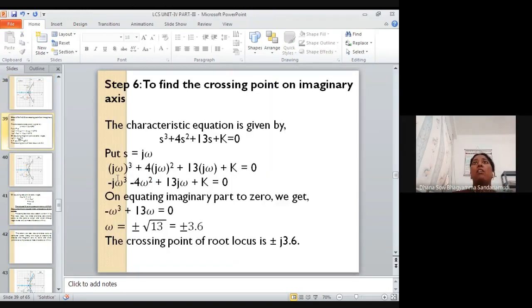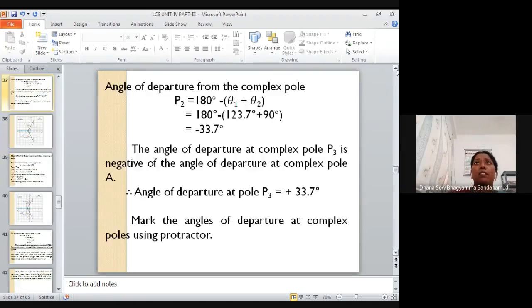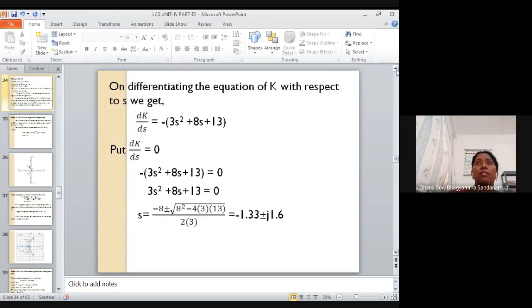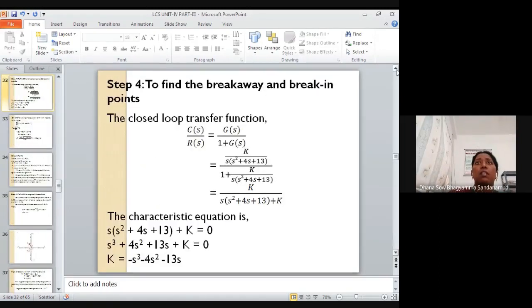So you have to find the crossing point on the imaginary axis. That point is known as the point of intersection. So you have to determine the crossing point on the imaginary axis. You know the characteristic equation of your given system. This is already there in your notes. For the given system, you have determined the closed loop transfer function. So this is the characteristic equation.